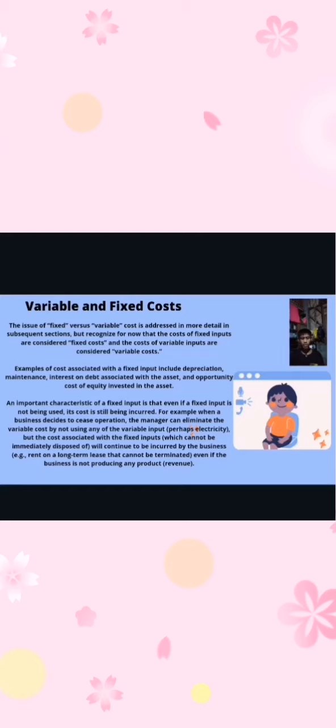Variable and fixed cost. The issue of fixed versus variable cost is addressed in more detail in a subsequent section. But recognize for now that the cost of fixed inputs are considered fixed costs and the cost of variable inputs are considered variable costs. Examples of costs associated with a fixed input include depreciation, maintenance, interest on debt associated with the asset, and an opportunity cost of equity invested in the asset.